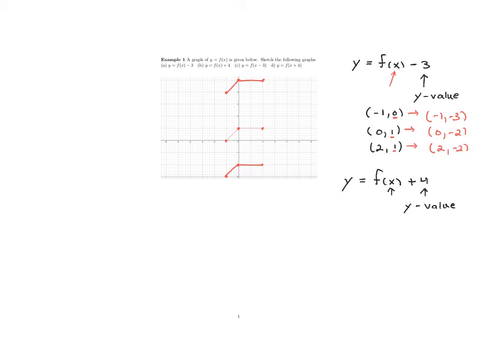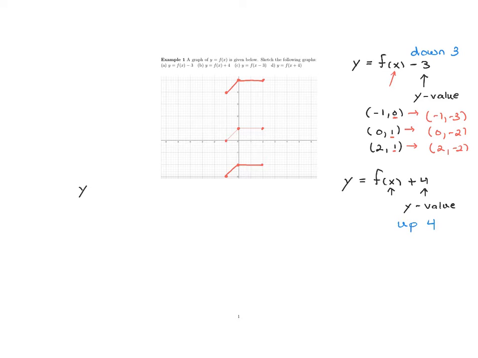So no real surprise here. What's going on is if you subtract a number from the y value, it goes down, in fact, 3. And if you add a number, it's going to go, in this case, up 4. So pretty simple. Unfortunately, if you look at C and D, here's where things get a little bit confusing. So let's start with C.